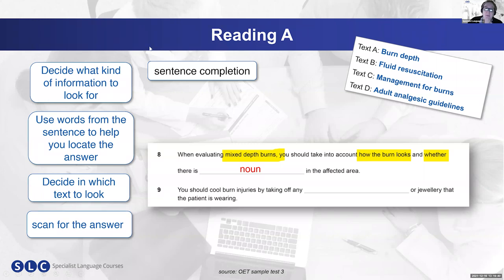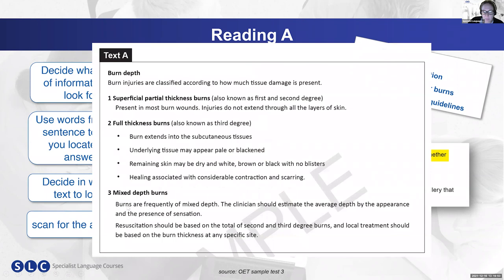And which text is it going to be in? So we're evaluating mixed depth burns. Yes, it's going to be in text A. So let's have a little look. So mixed depth burns, we know straight away is here. Oh, look. Appearance and the presence of sensation. So we need to estimate the average depth by the appearance, how it looks, and if there is sensation. So the answer is sensation. Yes.